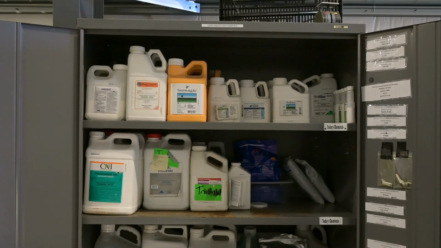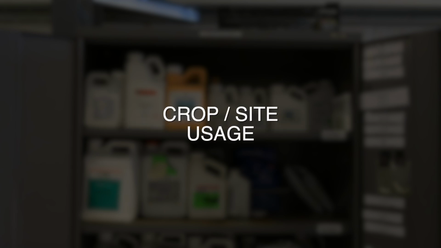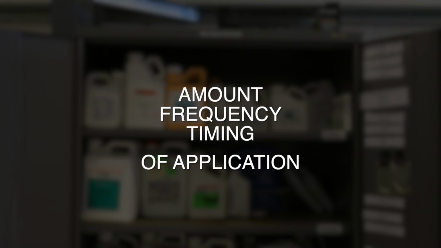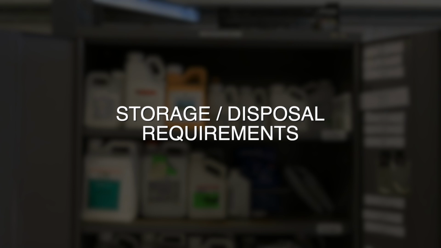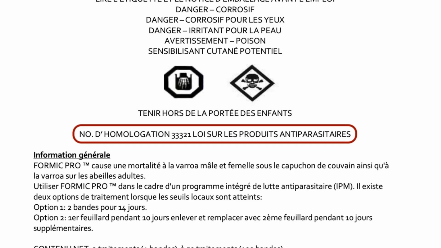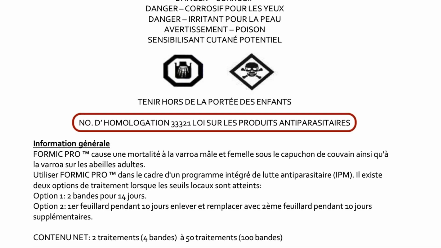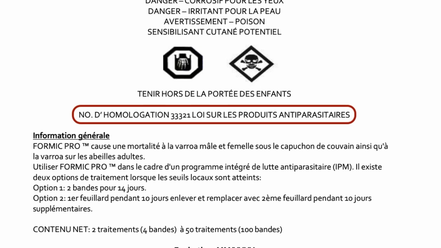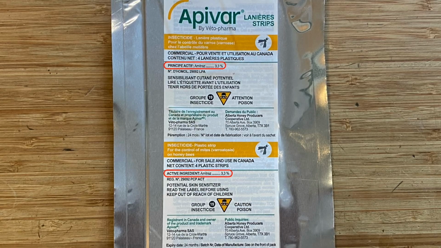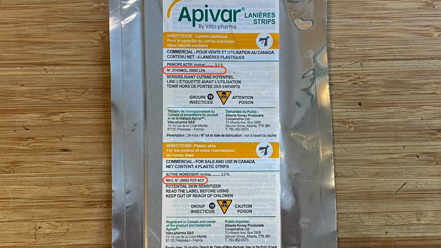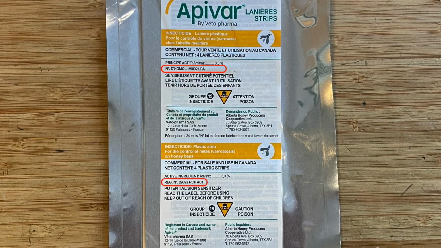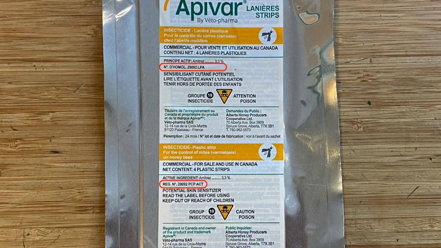Pesticide labels cover important aspects of the product's use, including defining the active ingredients in the product, the pests targeted, the crop or site where the product can be used, the amount, frequency, and timing of application, as well as storage and disposal requirements. PMRA registers pesticide products, and the Unique Pest Control Product, or PCP, registration number can be found on the label. While many products contain the same active ingredient, the PCP registration number is specific to a particular product's formulation, so it can be easily used to identify the product.